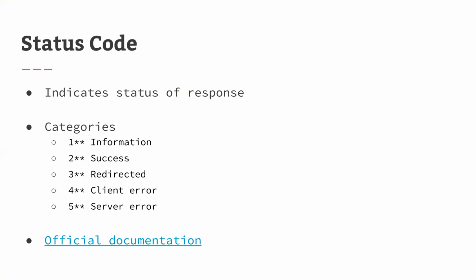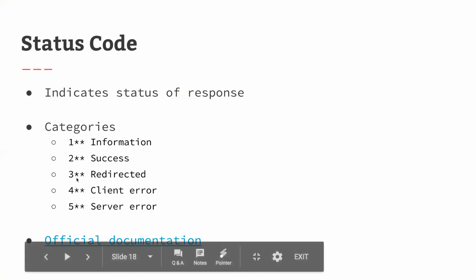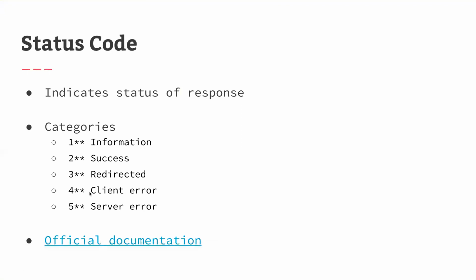All right, so the pieces of the response. One is the status code. It indicates the status of the response, and it is a 3-digit number. If it starts with a 1, that means information. A 2 means success, so 200 is the standard success status code. Starts with a 3, it's been redirected. Starts with a 4, it's a client error. So you often see 404, file not found.